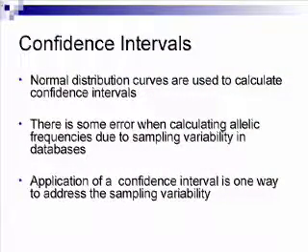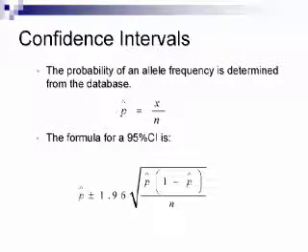If we have a large enough sample, or several separate samples, the central limit theorem says that their distributions will tend to the normal distribution. This is useful because the normal distribution can be used to calculate confidence intervals. This is used to address the sampling variability when we calculate allelic frequencies from database samples. The probability of an allele frequency is the same as its proportion of the sample. That is x divided by n.